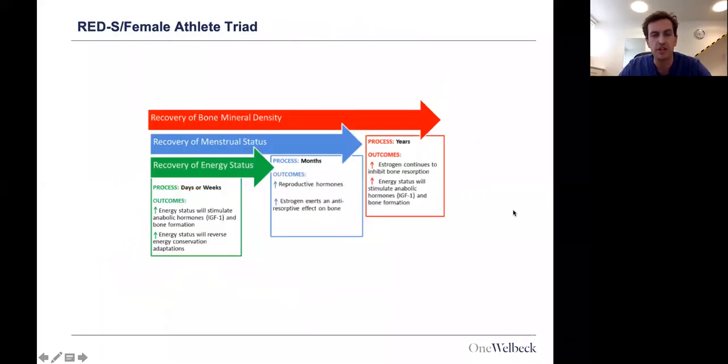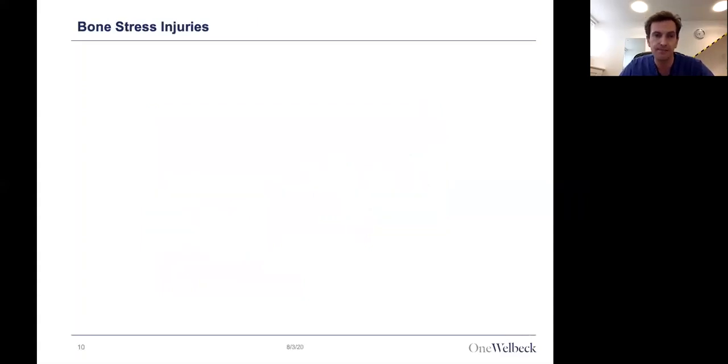I just wanted to touch on this very briefly: generally, if we can reverse that energy deficiency state, then things tend to recover quite quickly so far as energy status and menstrual status. The thing that takes much, much longer is a return to normal bone density, which can take up to years. And that's why it's so important to ask the question, have they ever had times when they've had no periods or low BMI or any form of eating disorder?